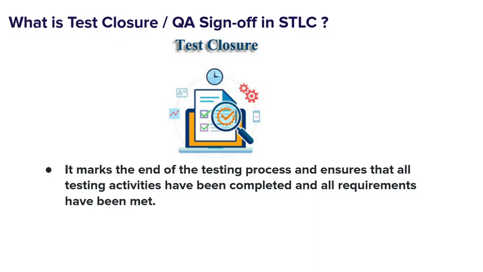It marks the end of the testing process and ensures that all the testing activities have been completed and all requirements have been met. So that is the main objective of test closure. As a tester, once we have completed all the testing, all the test execution is completed, all the issues are logged, all the major issues are fixed, there are no P0 and P1 level issues open, then we can conclude it as a completion of test activities.